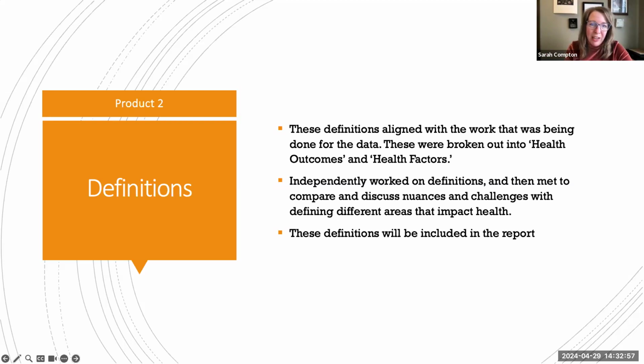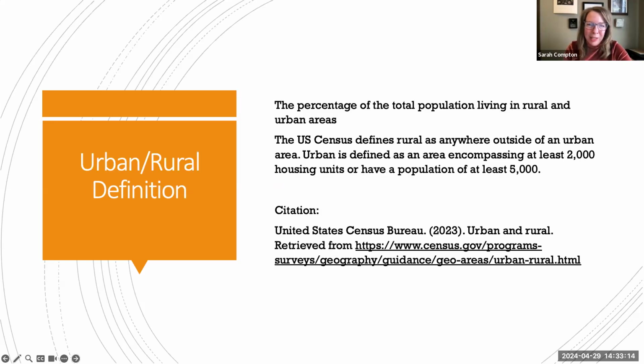Kate and I worked independently on the definitions and then met to compare and discuss the nuances and challenges with defining different areas that impact health. These were always really good conversations around, what do we mean when we're trying to talk about X, Y, or Z? I have another good example that was a really interesting part of our conversation: defining urban and rural. Obviously, in our minds, urban is where people live in cities and rural is where people don't. But you need to be able to quantify that.